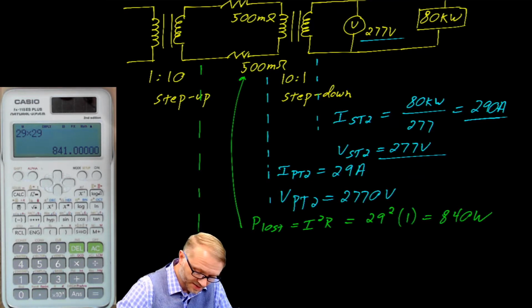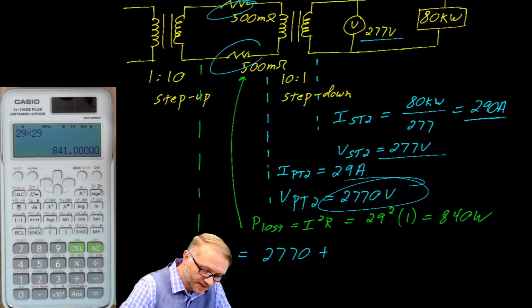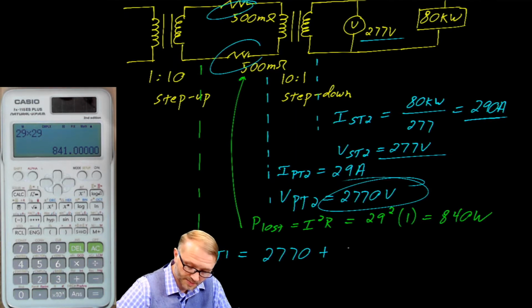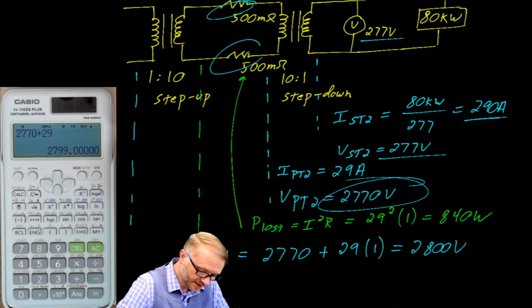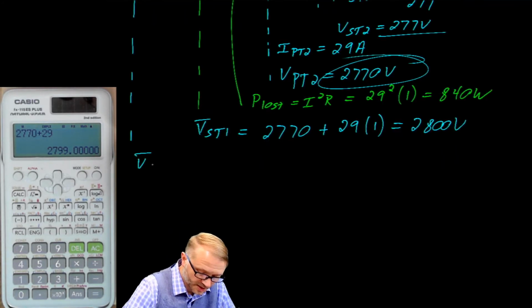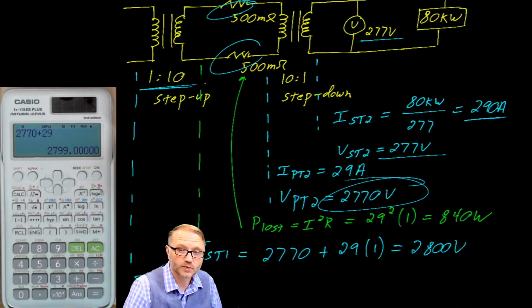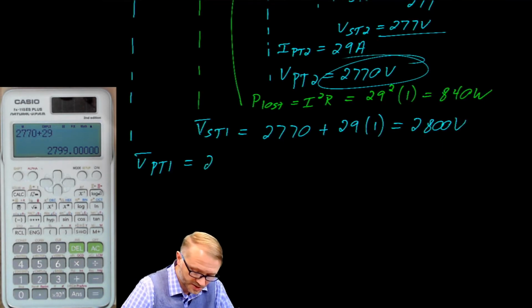So the voltage on the secondary of T1 is going to be this 2770 plus the voltage drop across the resistors. That voltage drop is 29 amps times 1 ohm. The final step of this problem is to calculate the voltage on the primary of T1. Because it is a 1 to 10 step-up, the primary voltage will be 1/10 of that 2800, so just 280 volts.